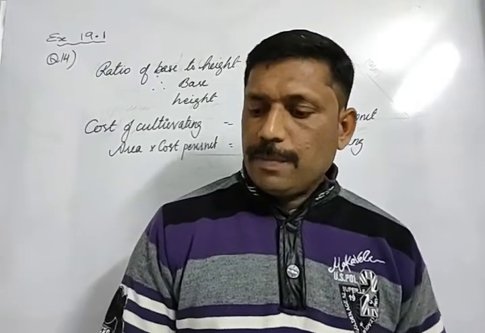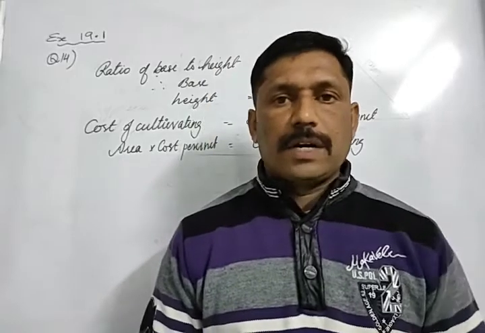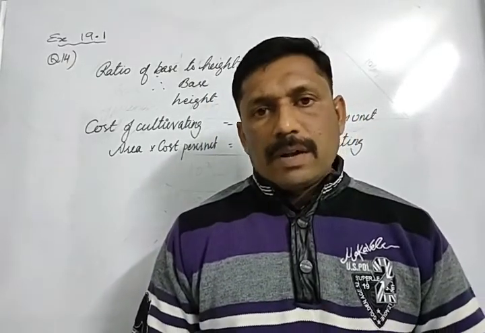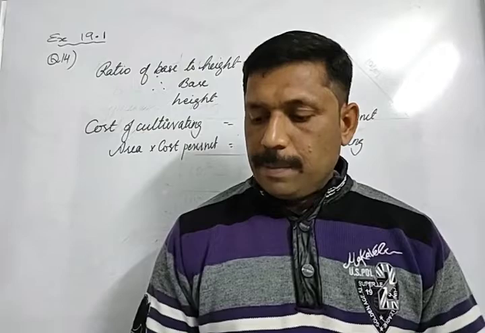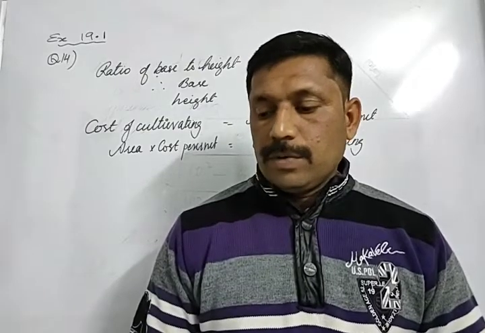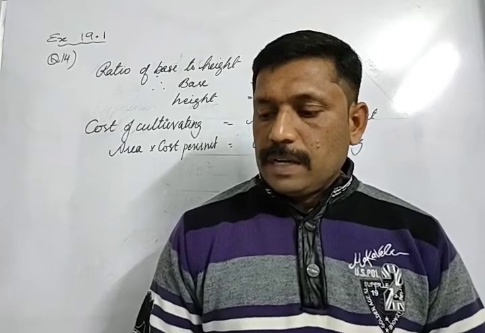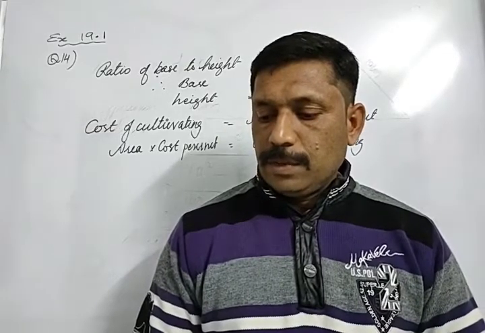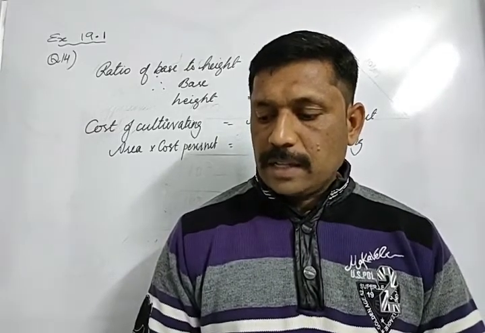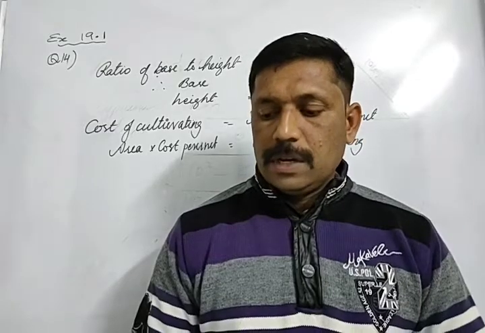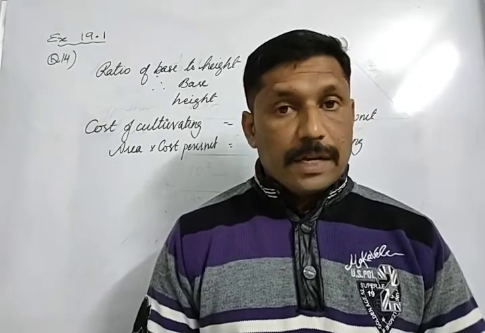Look at the 14th question, not the 15th question, the 14th question. The ratio of the base to height of a triangular field is 3:1. One triangular field, its shape is a triangle. The ratio of base to height is 3:1. If the cost of cultivating the field at 28 rupees per square meter is 9,450 rupees. The total cost of cultivating the field is given.